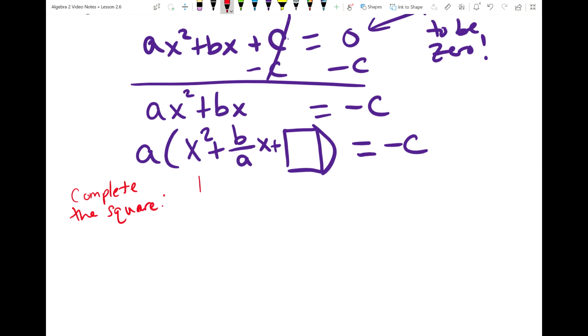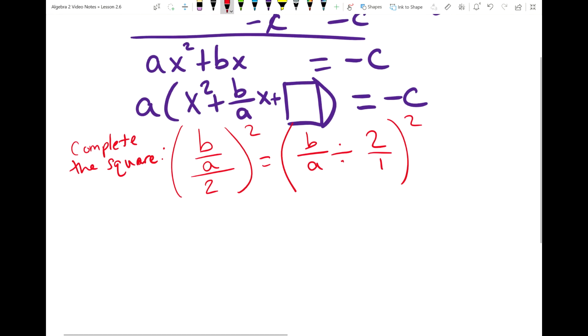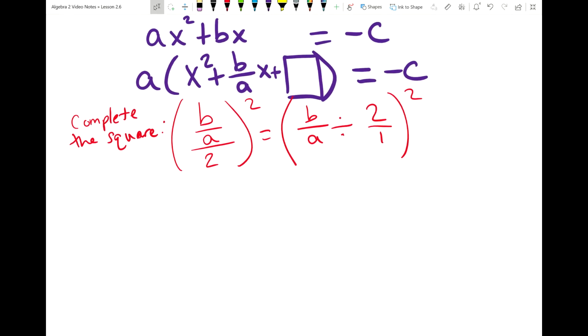We're going to take that middle term, which is b over a, the middle coefficient. We're going to divide it by 2, and then we're going to square it. So how do we do that? Well, we're first going to write it as a division problem. So we have b over a divided by 2, and 2 is the same thing as 2 over 1. And then, of course, I have to square it, but we'll deal with that later. First, we're focused on the division problem.